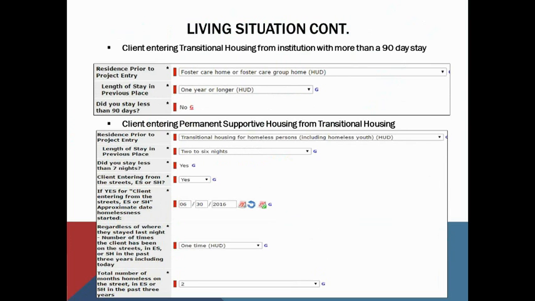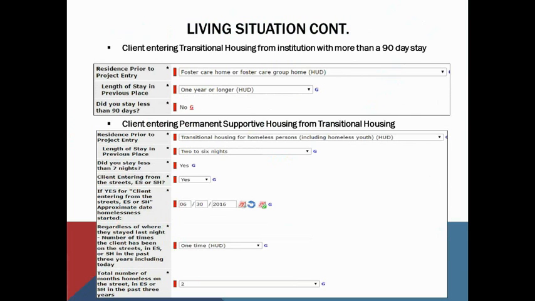The next example would be if your client is entering transitional housing from an institution with more than a 90-day stay. The question, residence prior to project entry, for this example could say foster care home or foster care group home. Then the length of stay in previous place will say 1 year or longer. And then you will see this question, did you stay less than 90 days? As you can tell, it is already populated to no. This is because the length of stay in previous place states that they were there for 1 year or longer.